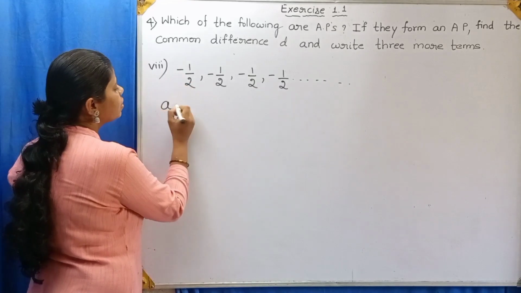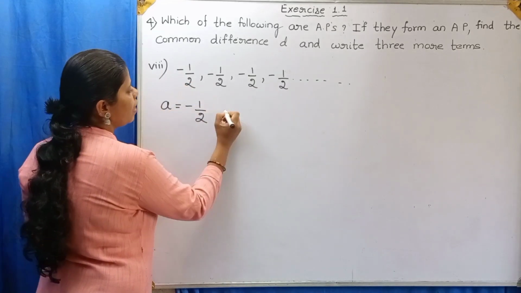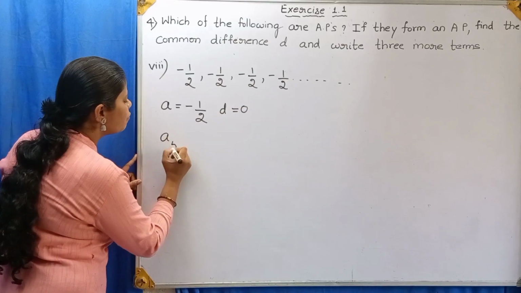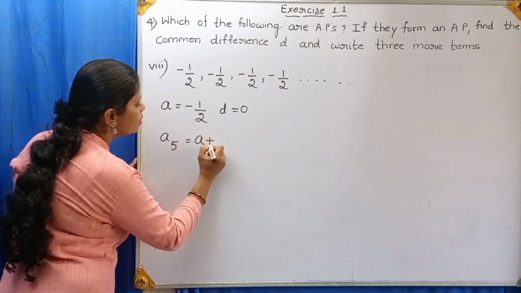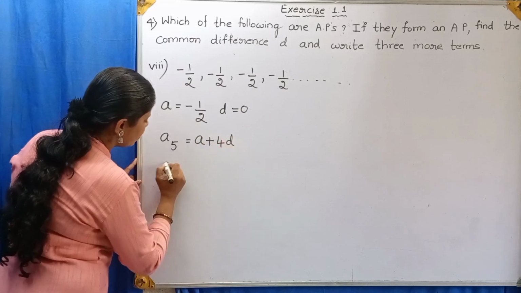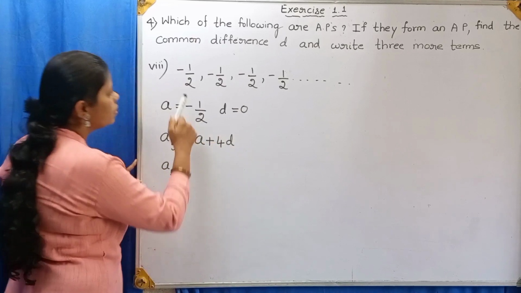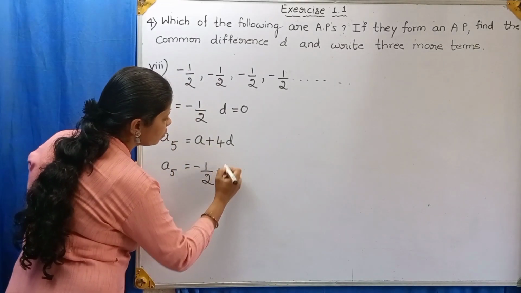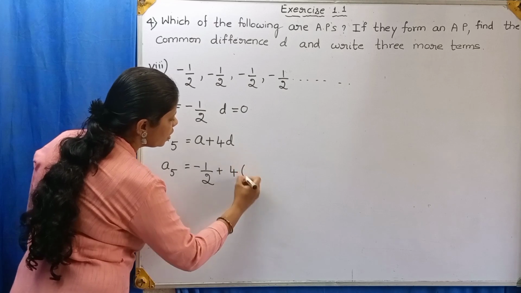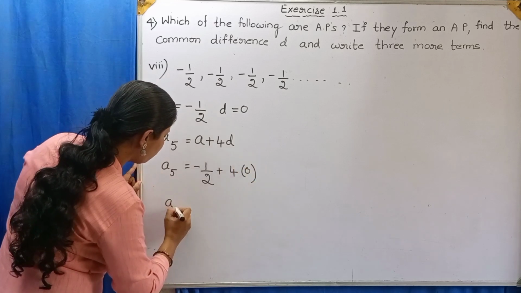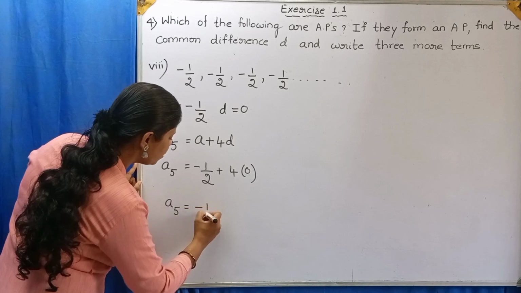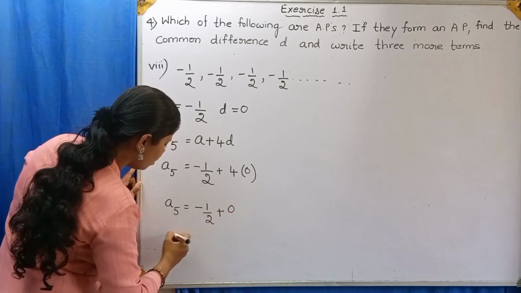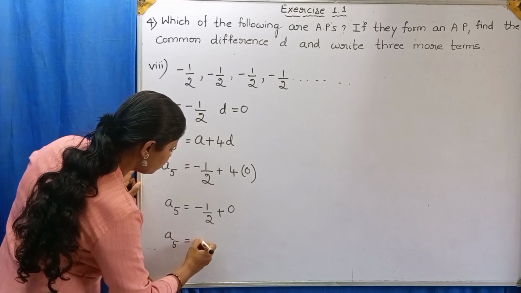We know that A is equal to minus 1 by 2 and D is 0. Now, A5 is equal to A plus 4D. That is, A5 is equal to A is minus 1 by 2 plus 4 into D is 0. Therefore, A5 is equal to minus 1 by 2 plus 4 into 0 is 0. Therefore, A5 is minus 1 by 2.